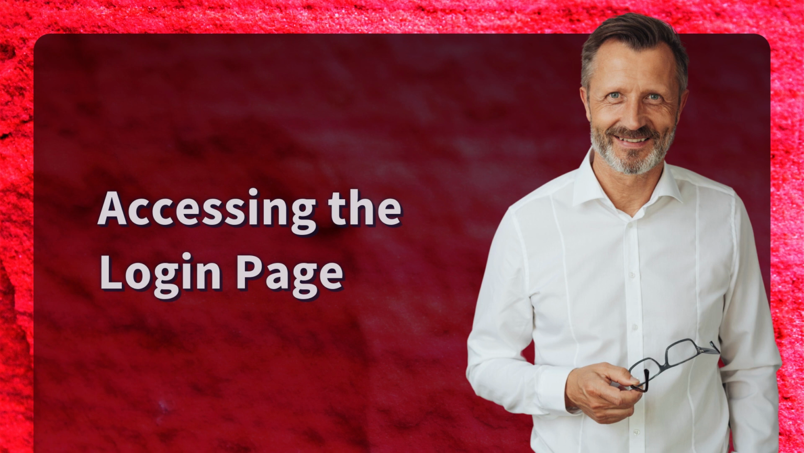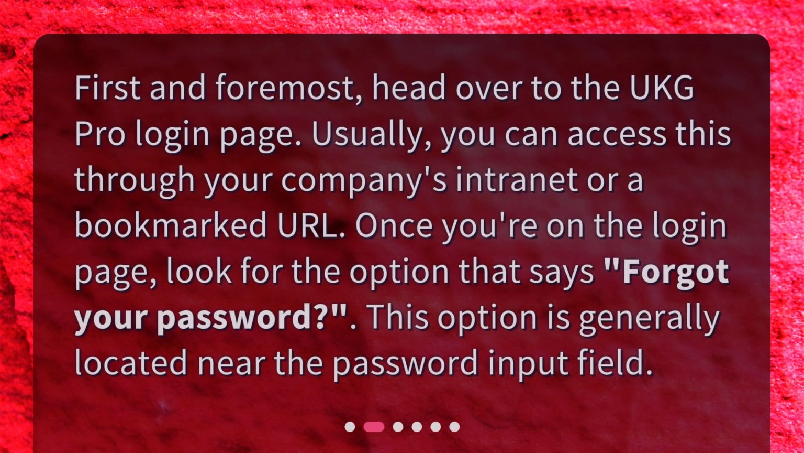Accessing the login page. First and foremost, head over to the UKG Pro login page. Usually, you can access this through your company's intranet or a bookmarked URL. Once you're on the login page, look for the option that says, "Forgot your password?" This option is generally located near the password input field.